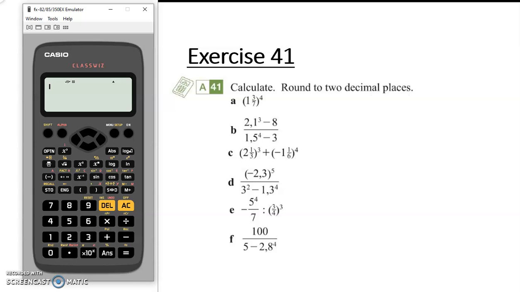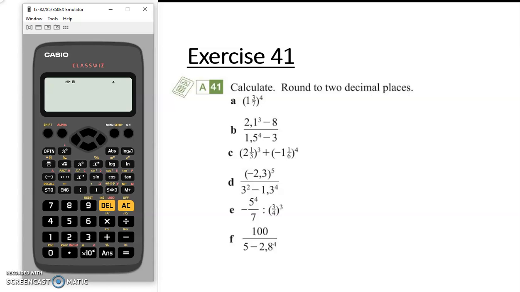Right, ladies and gentlemen, here you will find exercise 41 where you need to use your calculator again. And over here it's a bit harder than exercise 40. Why? Because you even get some mixed number like the first one, 1 3 over 7, and a combination of fractions and powers. So let me just have a look at the first one.